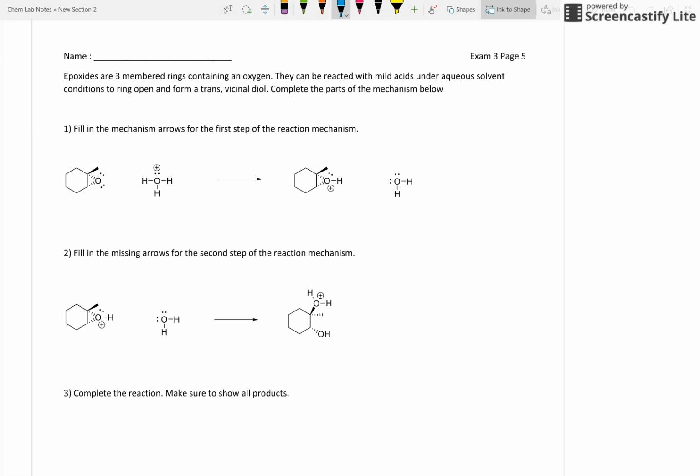So we're looking at page 5 on exam 3 from spring 2018. This question is basically asking us to apply what we know from the mechanisms in chapter 6 to a mechanism which we may not have explicitly seen yet. And if you remember, I told you that the whole purpose of understanding a mechanism is that we will start to see these same steps over and over in different reactions.